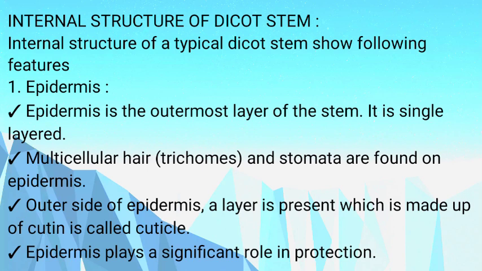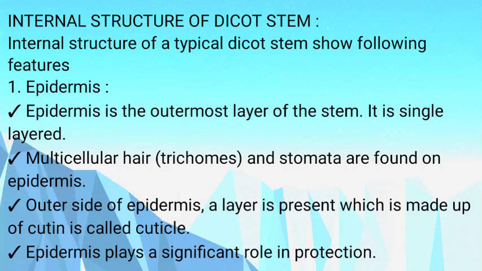The very first one, epidermis. Epidermis is the outermost layer of the stem. It is uniseriate, which means single layered. The epidermis of dicotyledonous stem shows multicellular hair-like outgrowths which are called trichomes. And the stomata are also found in the epidermis of dicot stem.